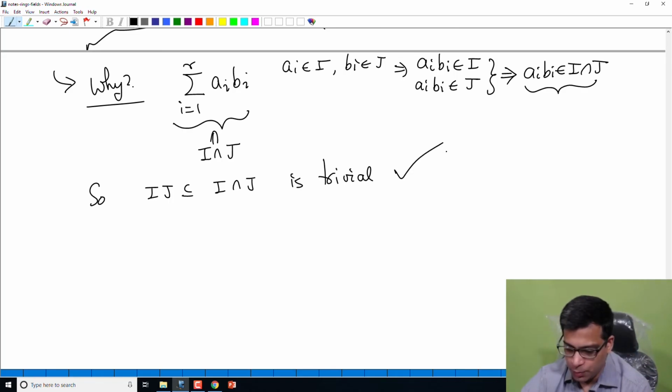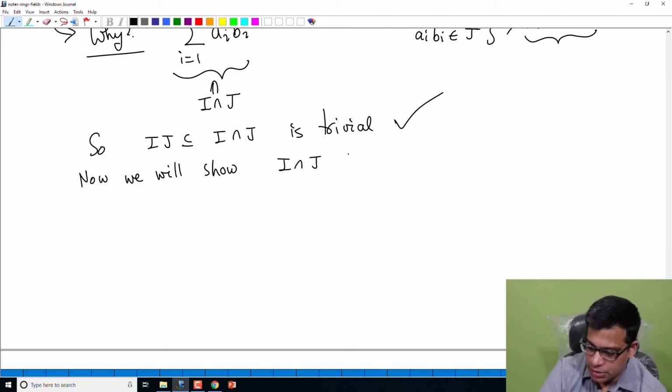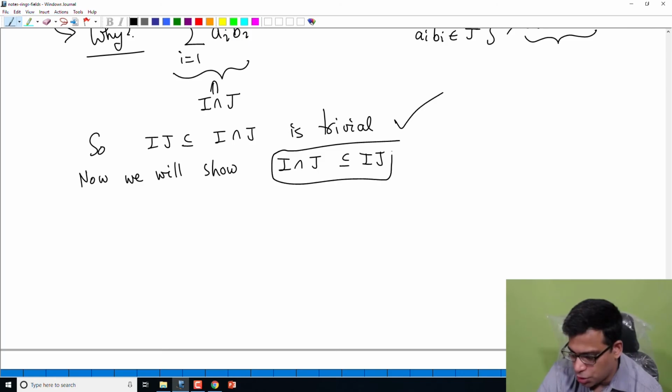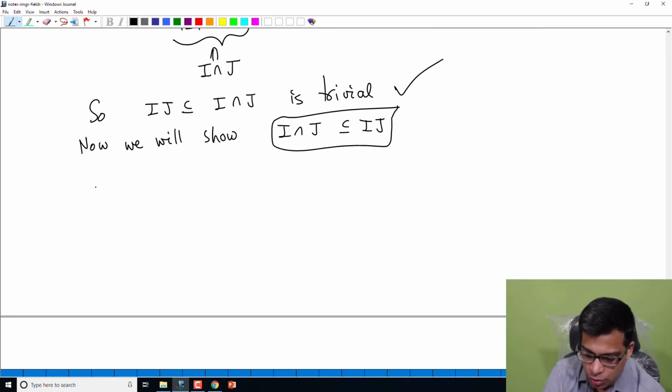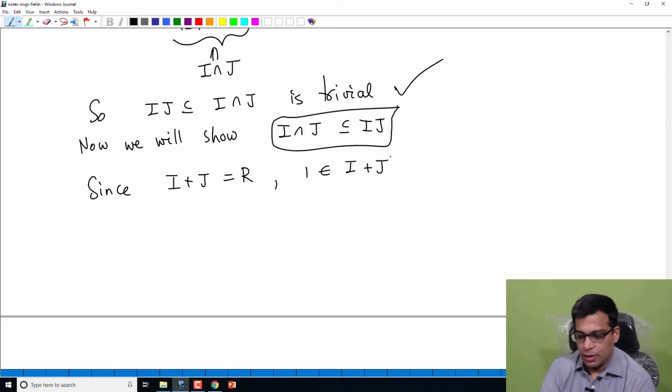Okay, so now we'll prove that the opposite inclusion holds. Now we will show I intersection J is contained in IJ, and this is the crucial inclusion that's not in general true. After solving this, I will give you an example. This requires the hypothesis that I plus J is equal to R. So now, since I plus J is equal to R, the element 1 belongs to I plus J, right? Because the identity element 1 is a ring element, it's in R. But I plus J is equal to R, so 1 is in I plus J.